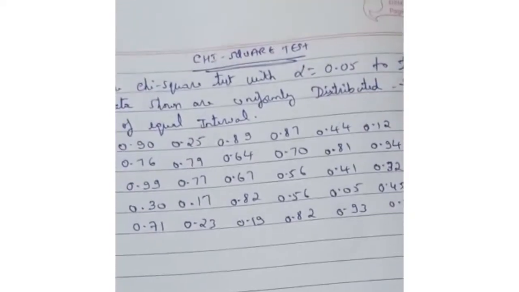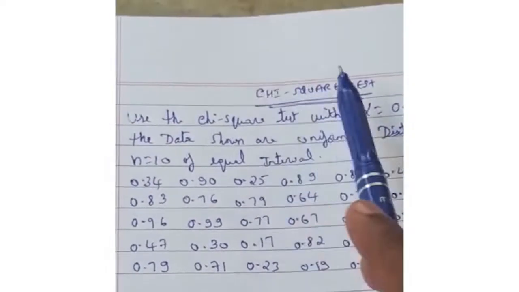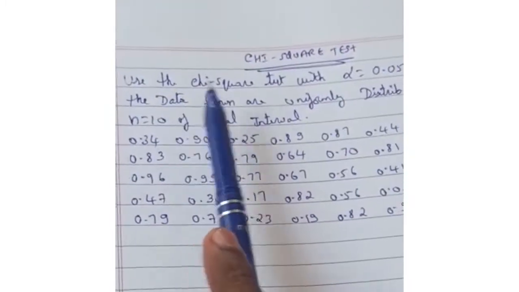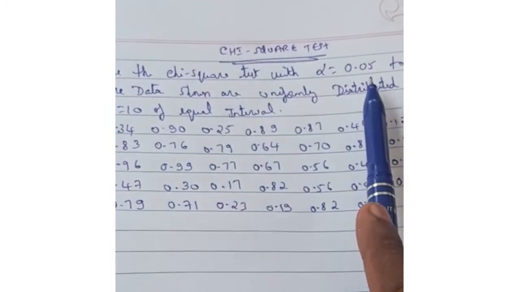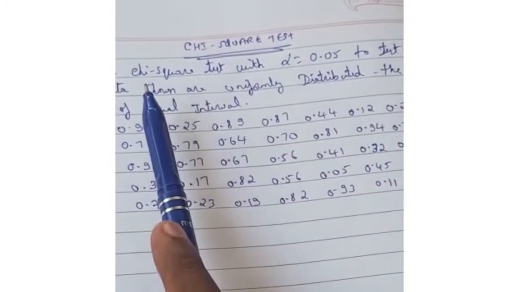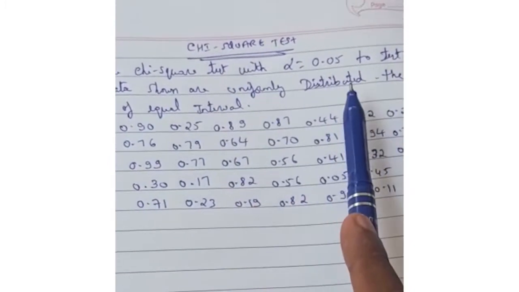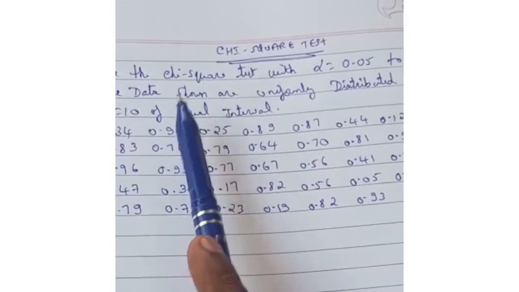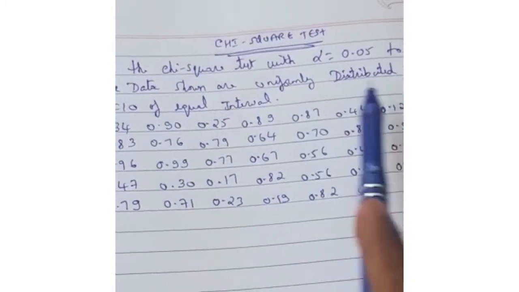Okay, let's start today's session with something called the chi-square test. So here is the problem. Use the chi-square test with alpha equal to 0.05 to test whether the data shown are uniformly distributed. The test uses n equal to 10 of equal interval, and these are the 50 numbers given for you.